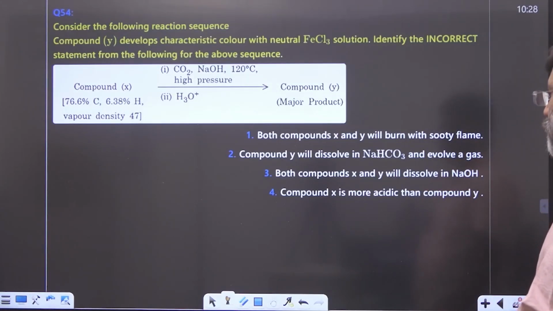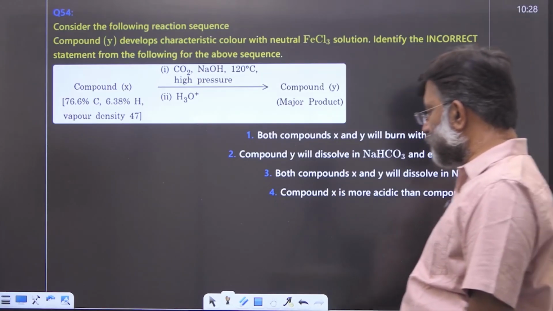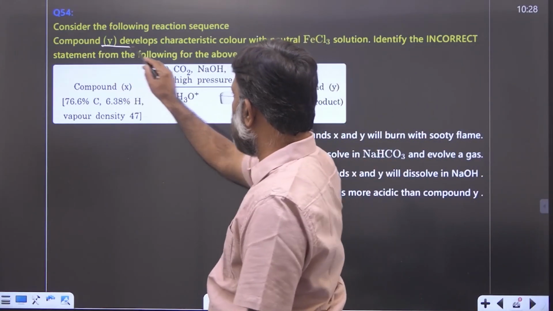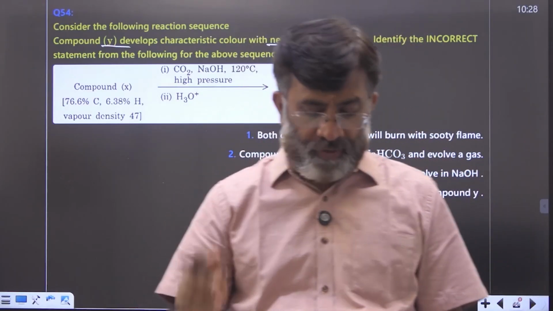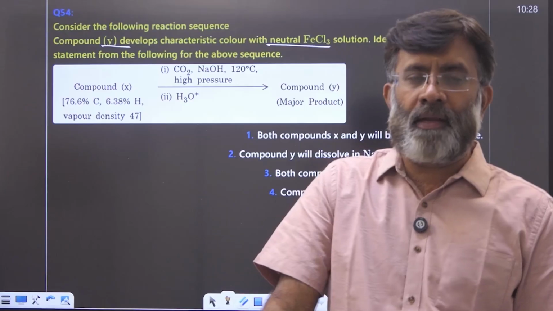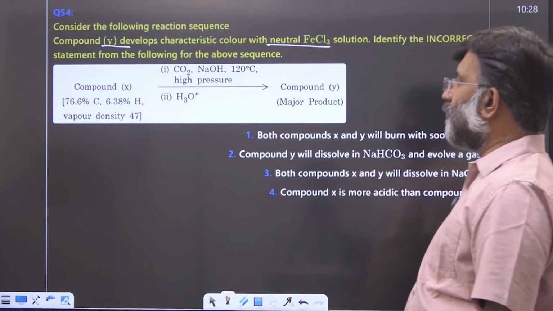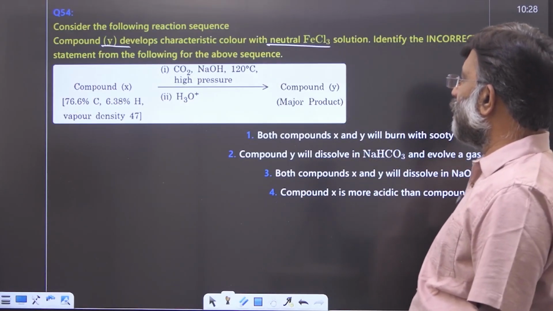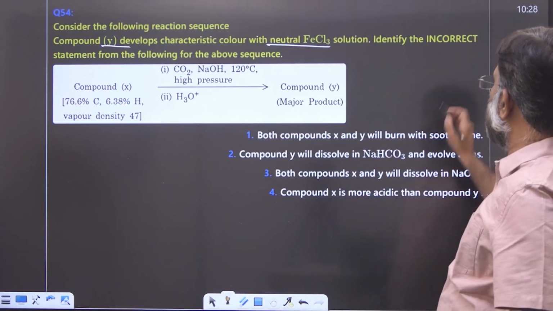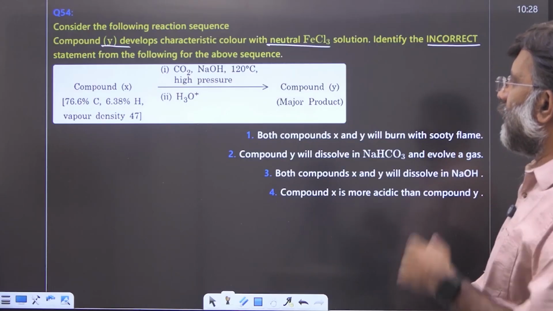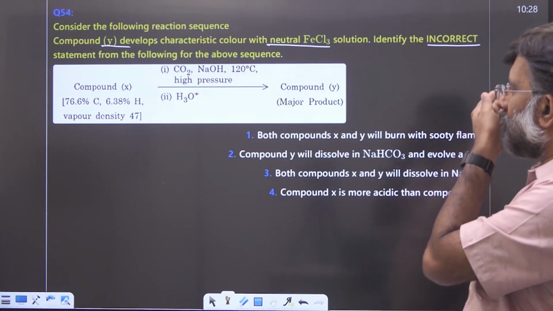54. Consider the following reaction sequence. Compound Y develops characteristic color with a neutral FeCl3 solution. So Y should be phenol or its derivative. Identify the incorrect statement from the following for the above sequence.